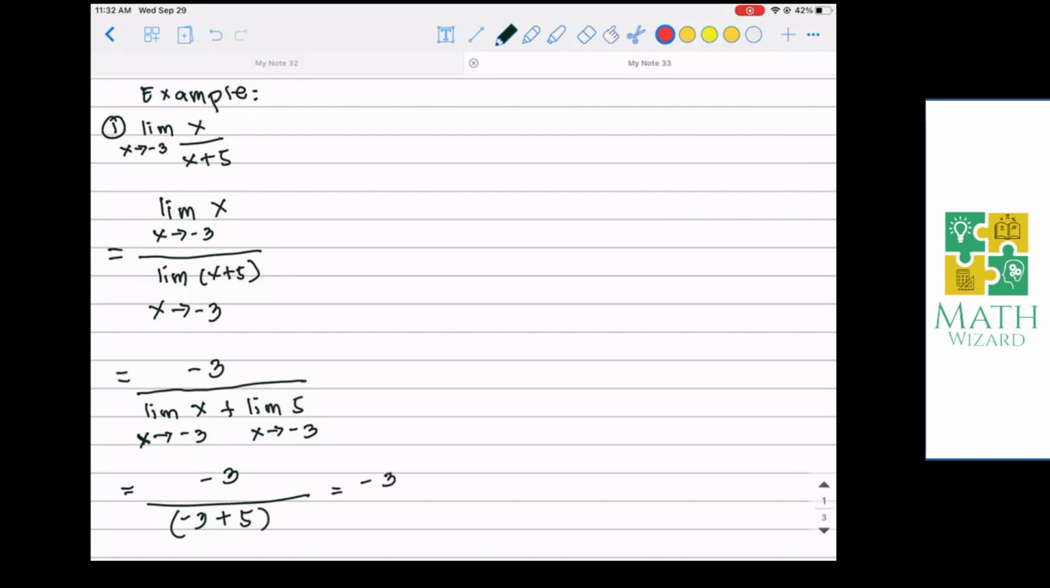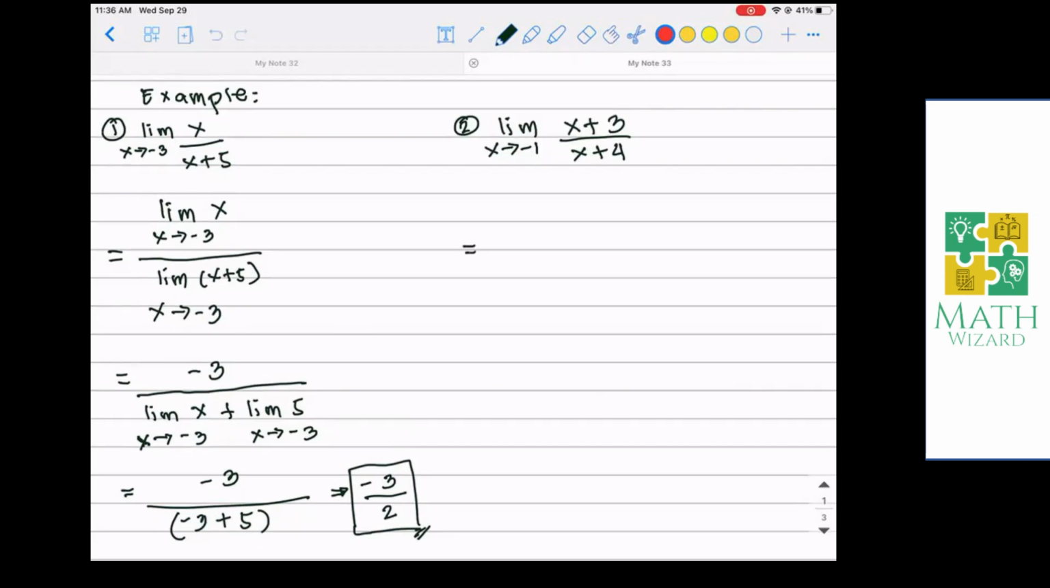So this becomes negative 3 over 2. So ang magiging sagot natin ay negative 3 over 2, or it can be 1 and 1/2. Or I mean negative 1 and 1/2. Okay. So the final answer for this one is negative 3 over 2.